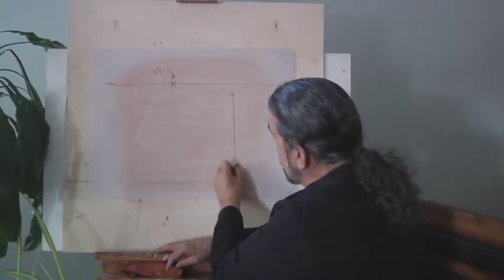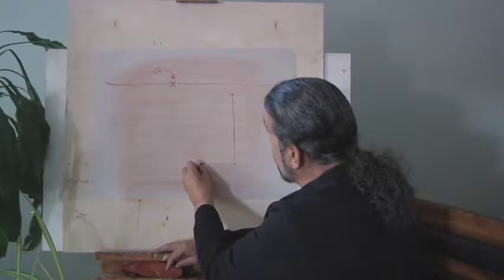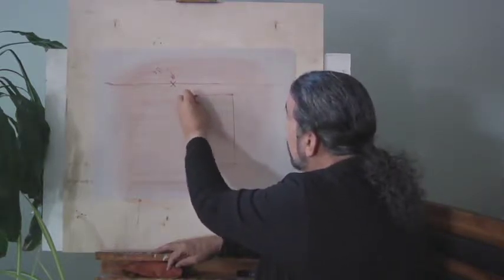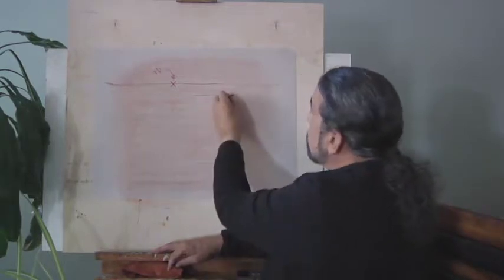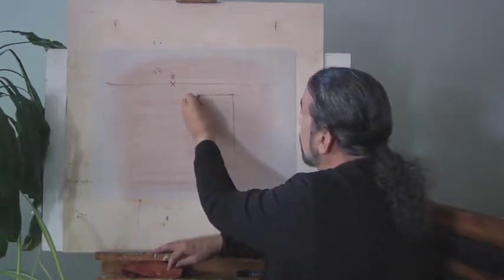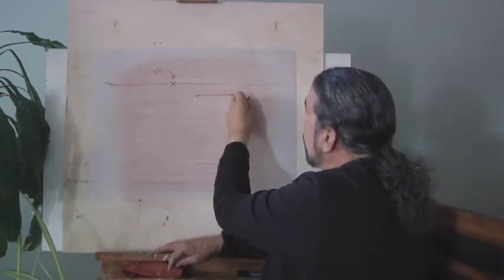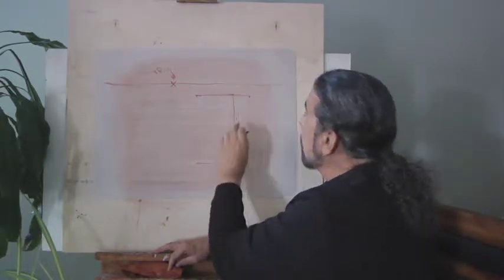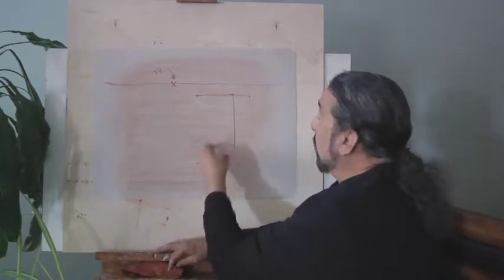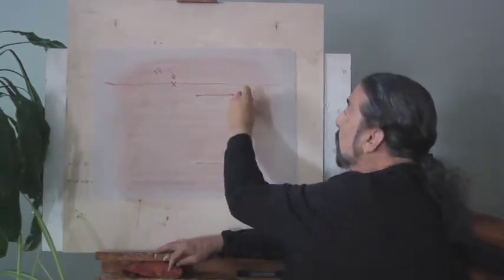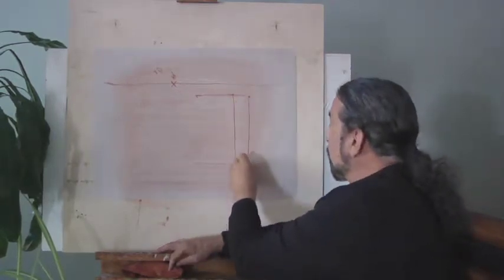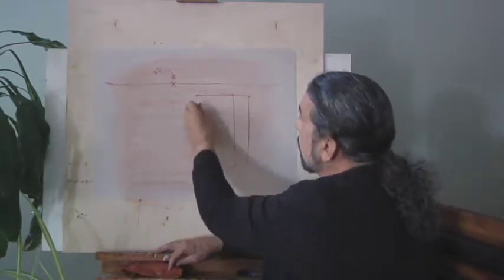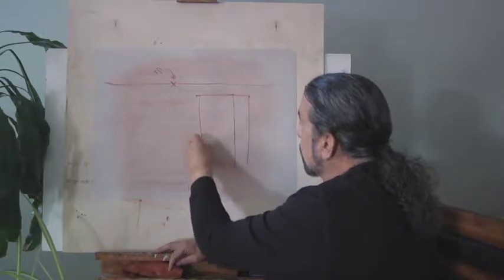So I'm going to establish here and here, and I think I'm going to move a little bit this way. I don't want to run out of paper. So I have this and this and this and this. That's my leading edge. I'm going to take the leading edge and transfer it over to here. Try to make it as straight as you can. Cross and transfer it down here.